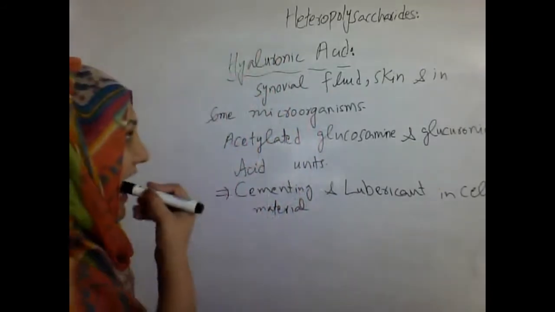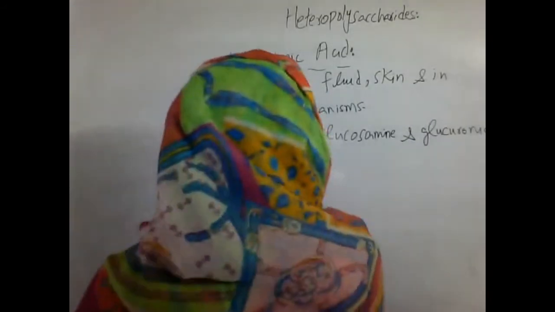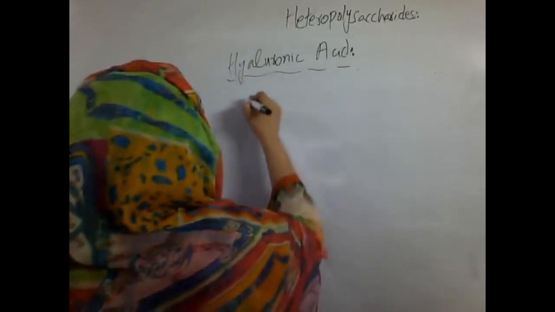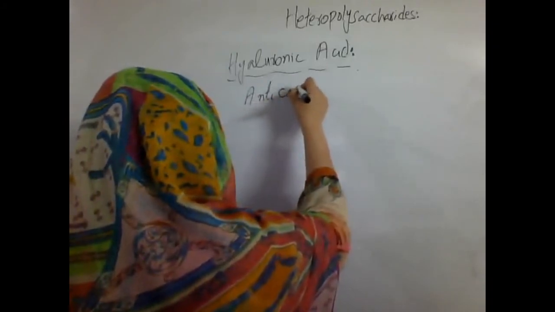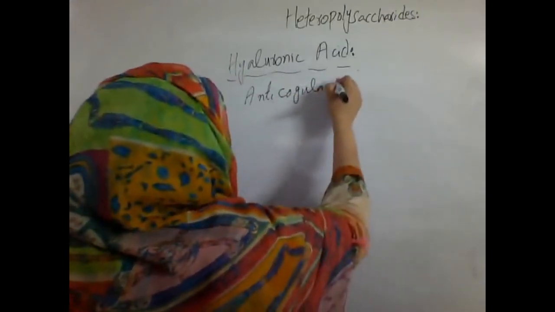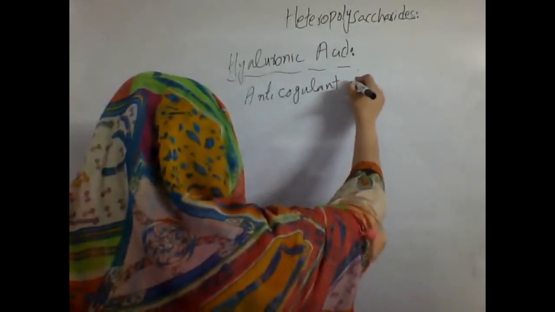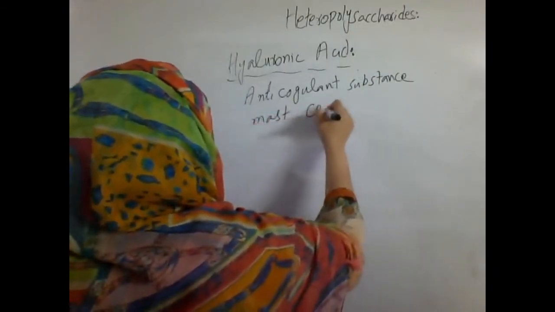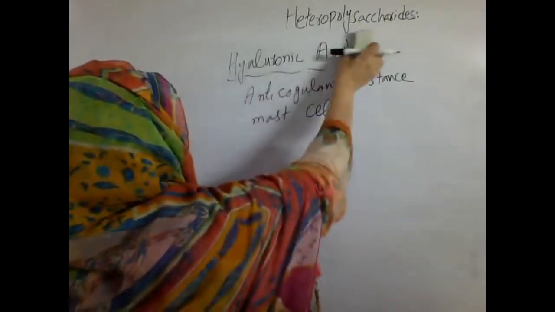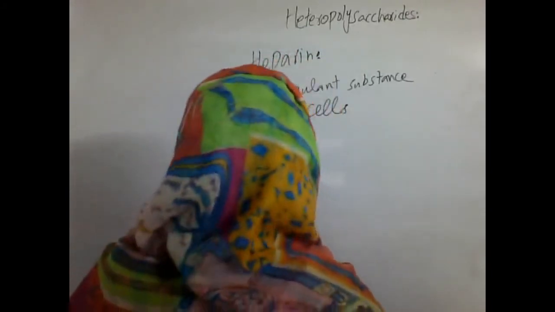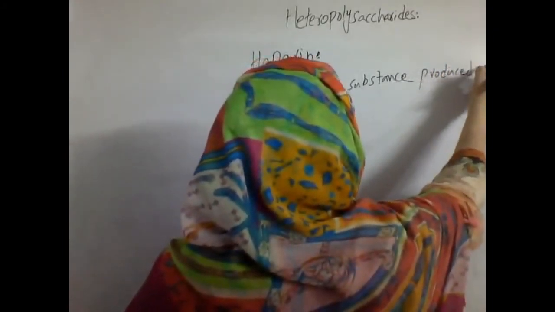What is the role of the heparin? Heparin is an anticoagulant agent, a substance produced by the mast cells.